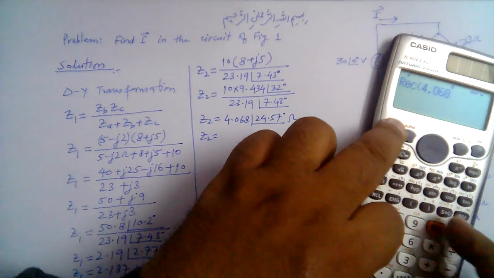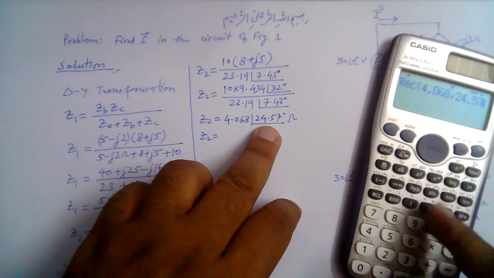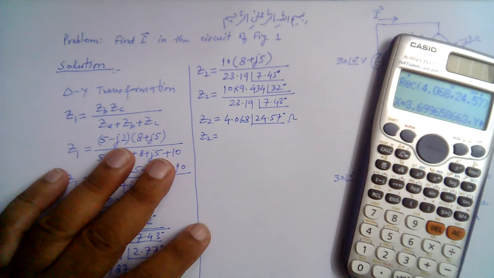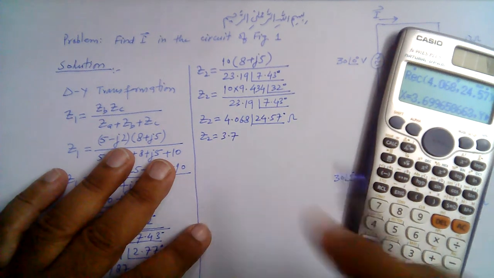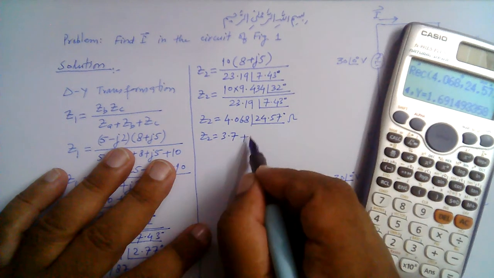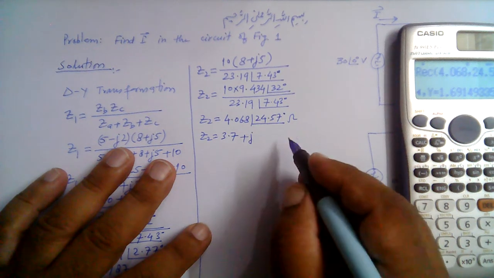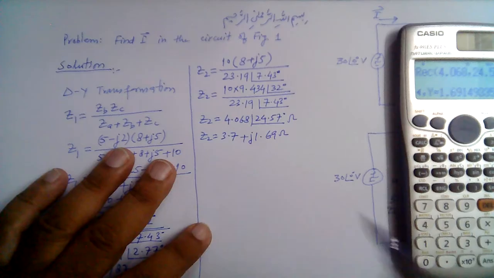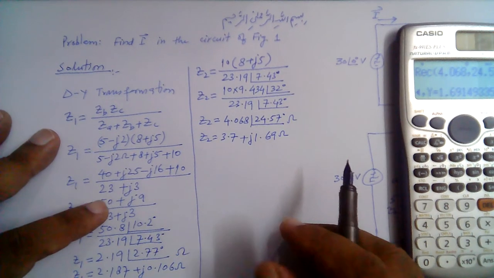And we can express this in rectangular form also. 4.068 and 24.57. This is 3.7 plus j1.69 ohms. This is Z2. Likewise, we can determine Z3.